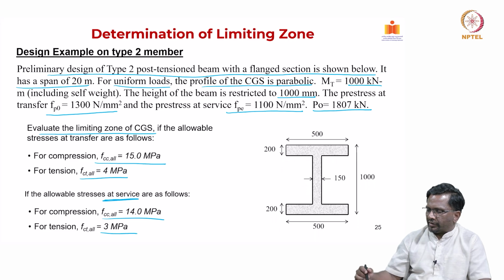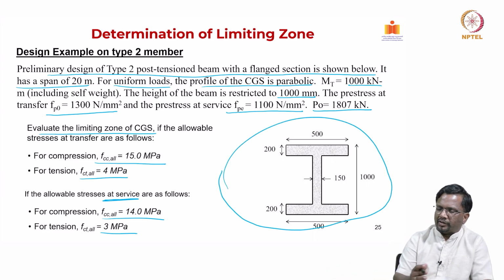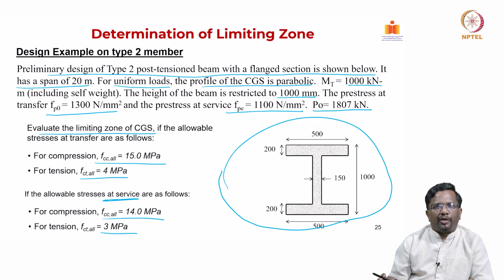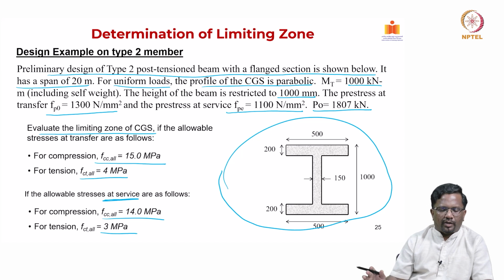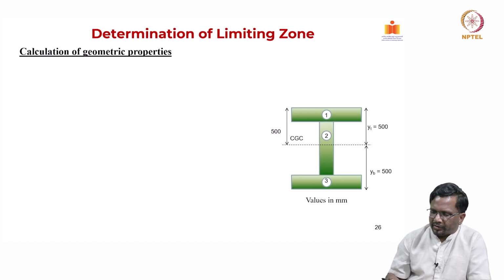Now, this is a cross section. I think this is the same cross section that we have been using. It is spanning 20 meters and it is subjected to a moment of 1000 kilonewton meter, and the other dimensions are given. Let us see now how to calculate my limiting zone.